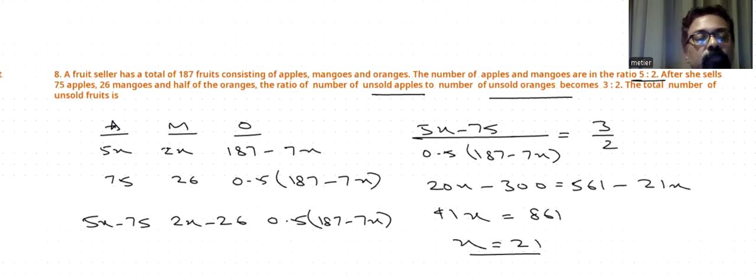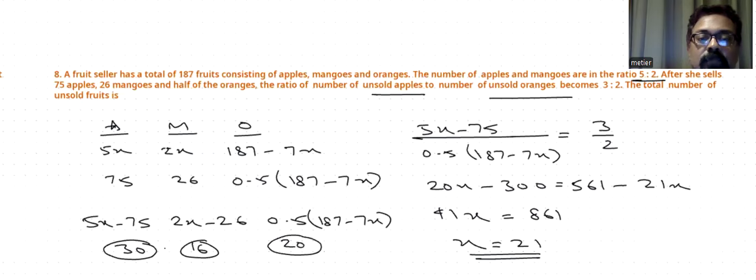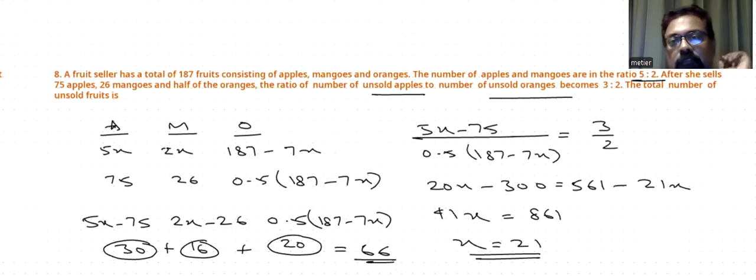Put the values here. 5 into 21, 105 minus 75, it is 30. 2 into 21, 42, 42 minus 26, 16. And it is 7 into 21, 147. 187 minus 147, 40 into half, 20. The total unsold, 30 plus 16 plus 20, 46 plus 20, 66. That's the answer. Done. Simple equation-based question.